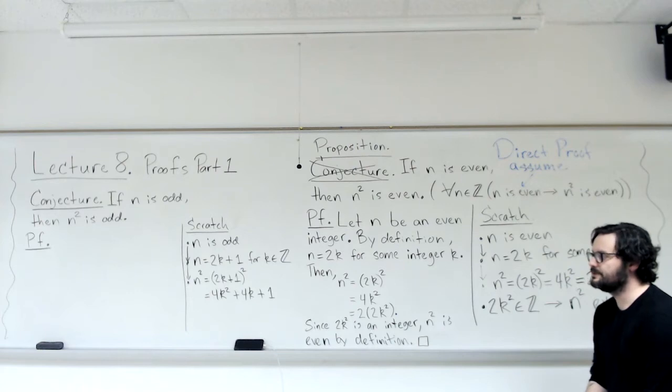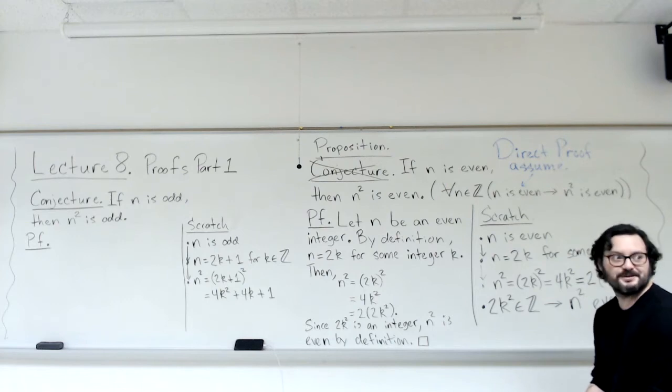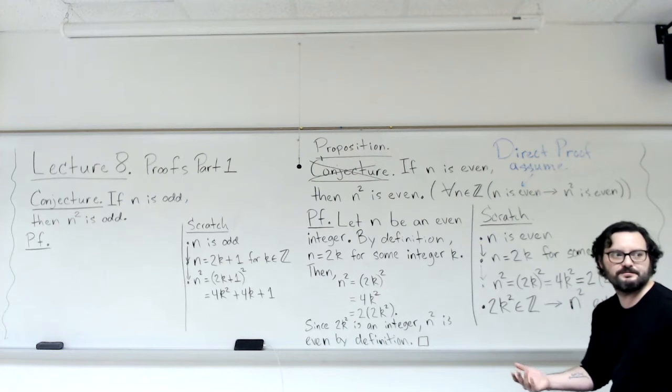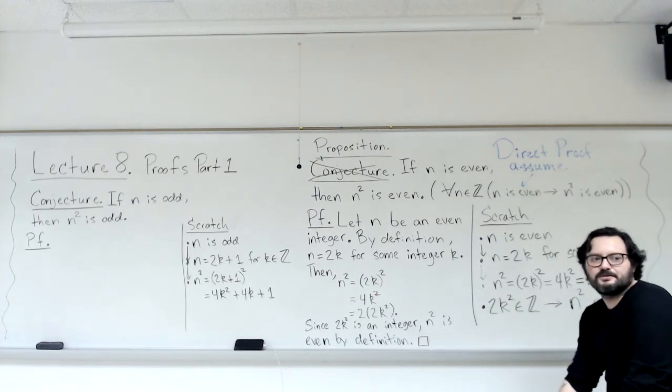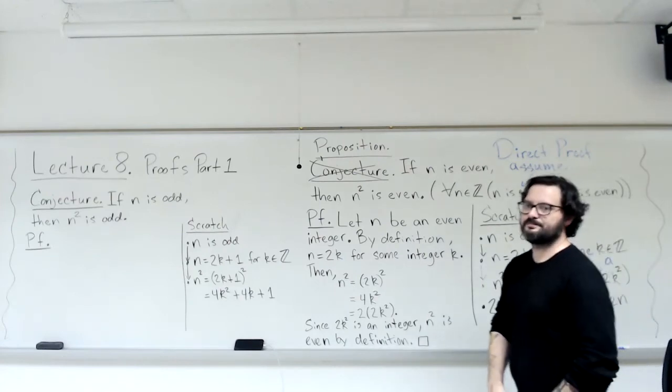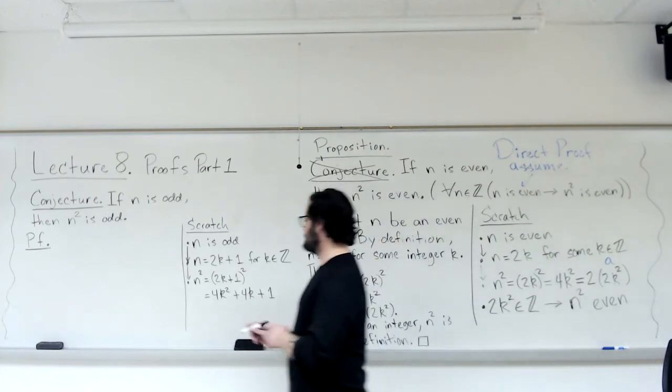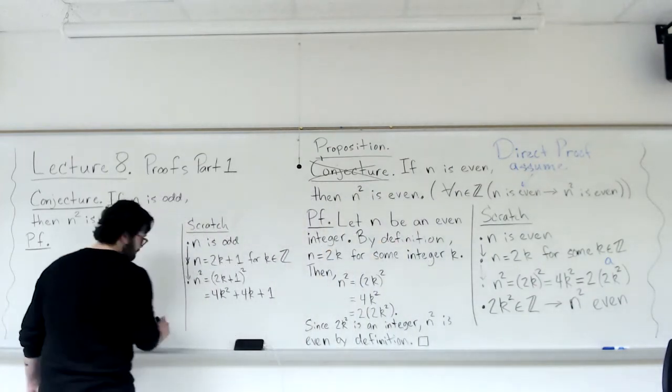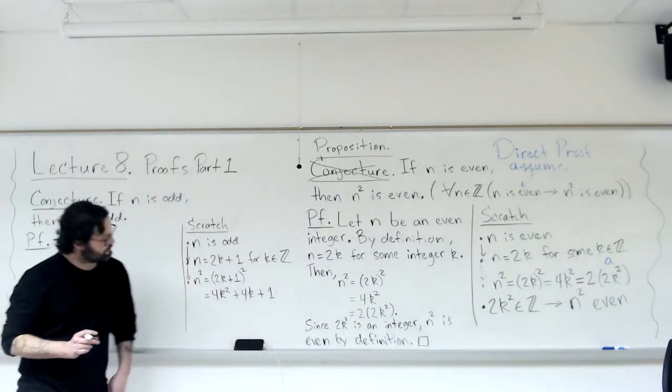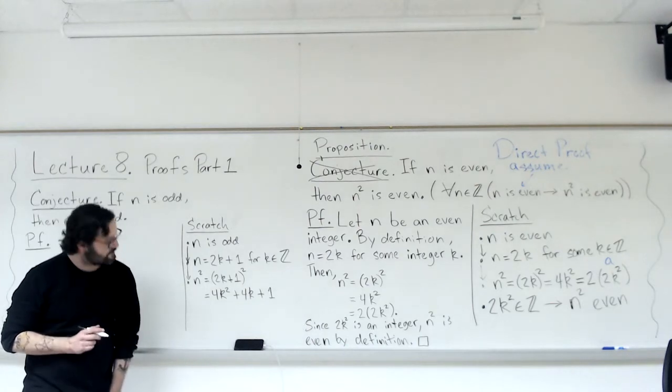Now, is that odd? It is, but it doesn't look like it to me. What does it mean to be odd? It's twice an integer plus 1. That doesn't look like twice an integer plus 1. Can we make it look like that? What do we do? Factor out the 2. Yeah, there you go.